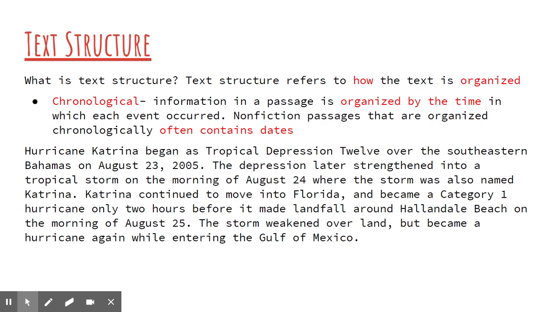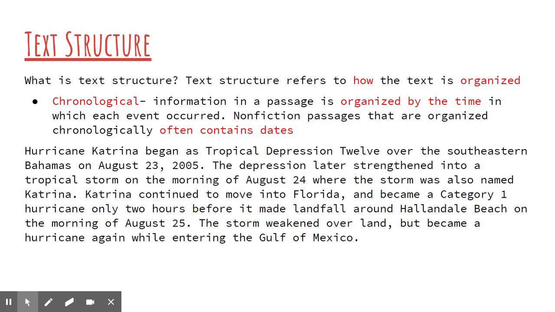Here's the passage. Hurricane Katrina began as a tropical depression 12 over southeastern Bahamas on August 23, 2005. The depression later strengthened into a tropical storm on the morning of August 24th, where the storm was also named Katrina. Katrina continued to move into Florida and became a Category 1 hurricane only 2 hours before it made landfall around Hallandale Beach on the morning of August 25th. The storm weakened over land, but became a hurricane again while entering the Gulf of Mexico.